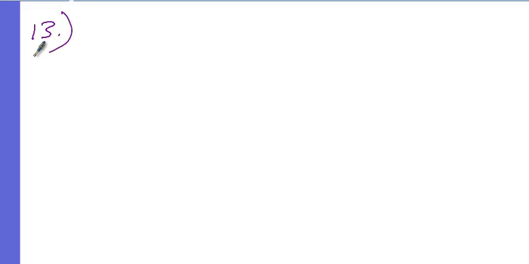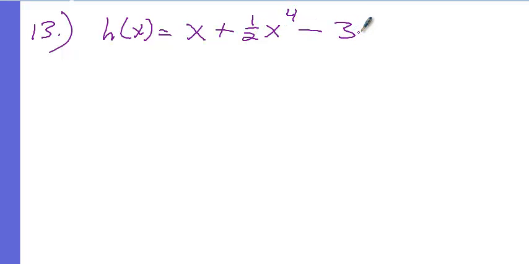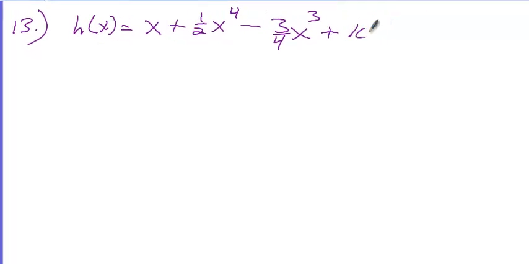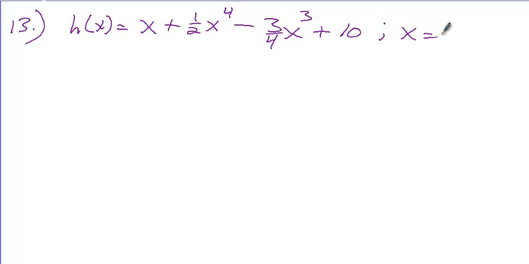Looking at number 13. What you got? f of x equals x plus 1/2 x to the 4th minus 3/4 x cubed plus 10, and x is equal to -4. Okay, and real quick, is this the synthetic substitution or direct substitution? Okay, so for direct substitution, what does that mean? We directly replace x with a -4. So I just replace every x with my number, and I use my order of operations to go from there.